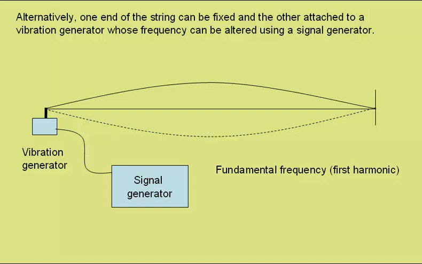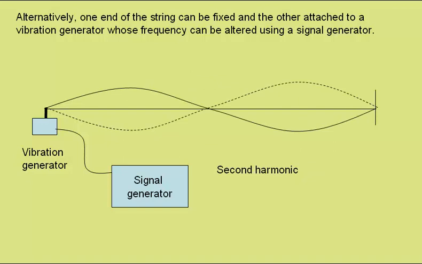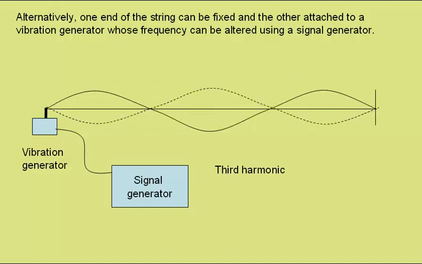Increasing the frequency further, the next time the string would show a significant pattern would be at the second harmonic, twice the frequency of the fundamental. Increasing the frequency further, we'd get the third harmonic, and so on.